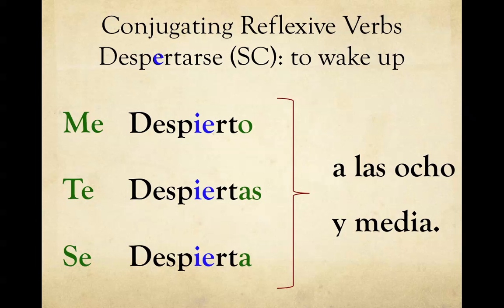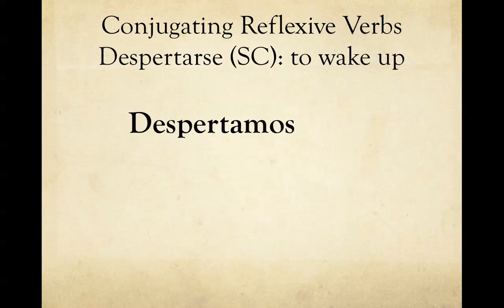On the weekend maybe, right? So me despierto a las 8:30 o me despierto temprano. Me despierto muy temprano. See? So be careful when we have stem changing verbs because the conjugating part is more complicated than making it reflexive. Okay? Same thing. Nos despertamos.